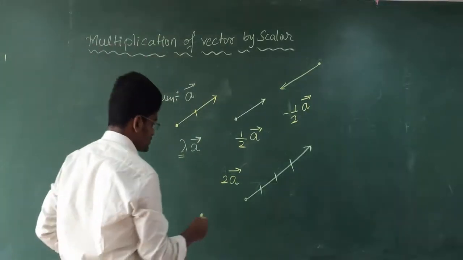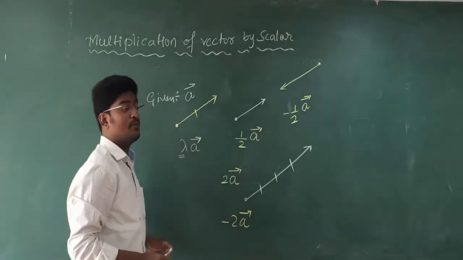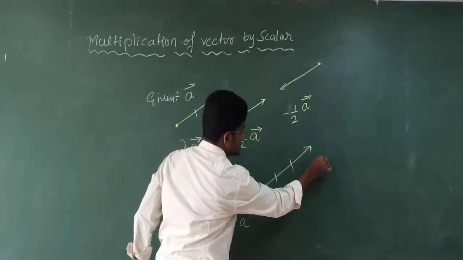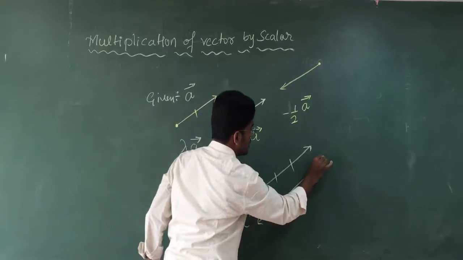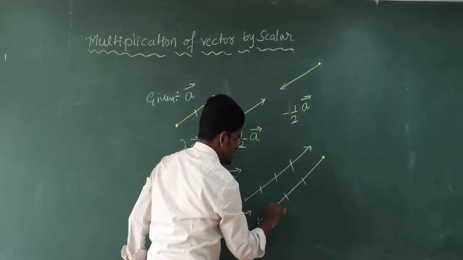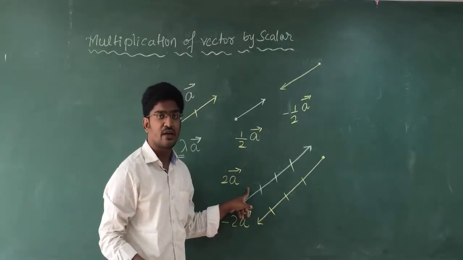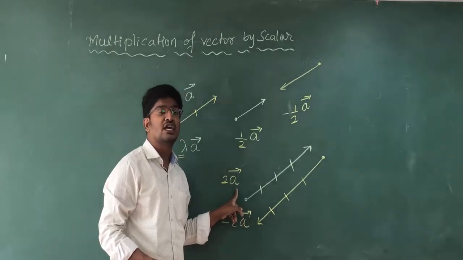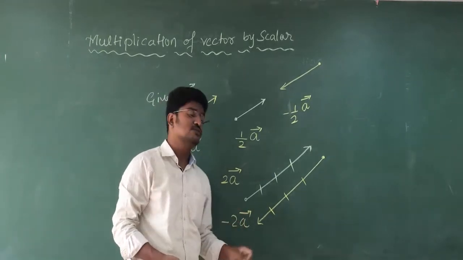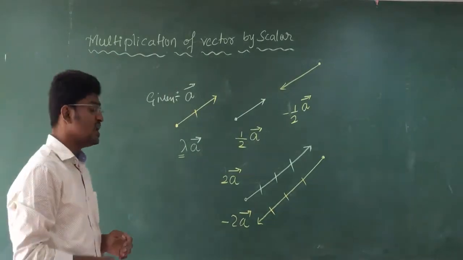Same way, for minus 2 times vector A, the magnitude remains the same, but it will be in the opposite direction of 2 times vector A. That is nothing but minus 2 times vector A.